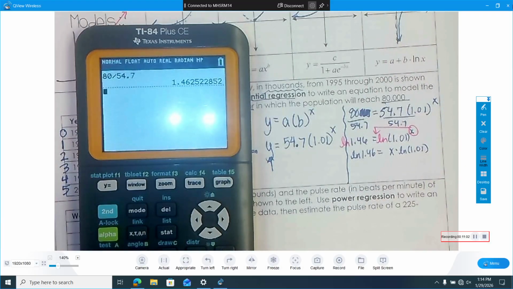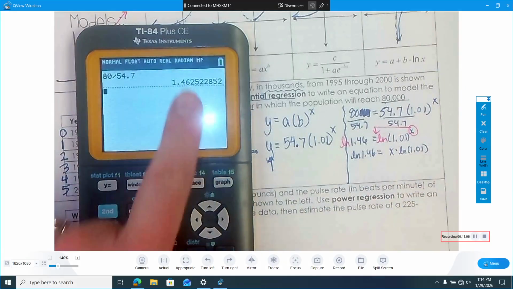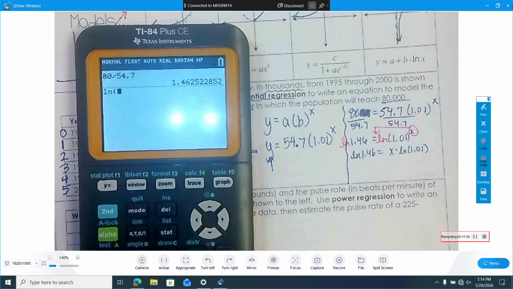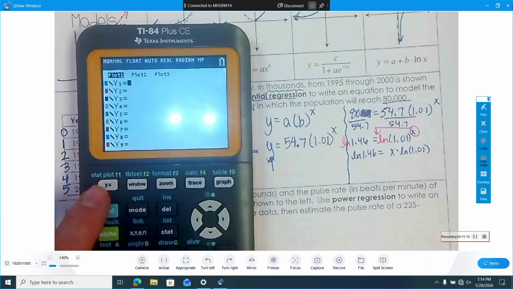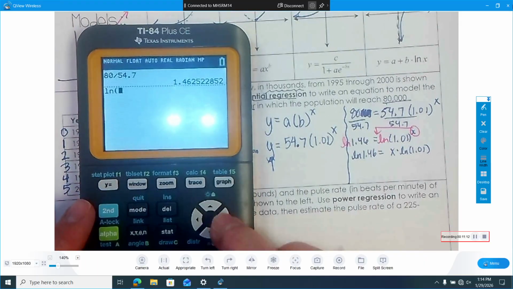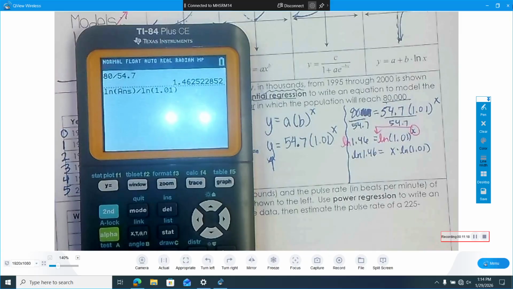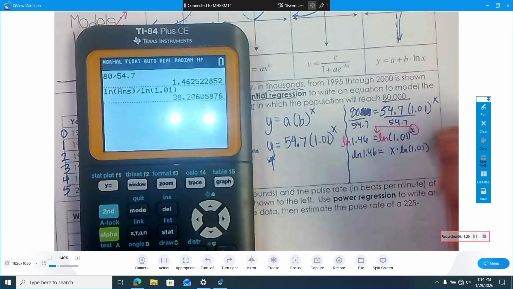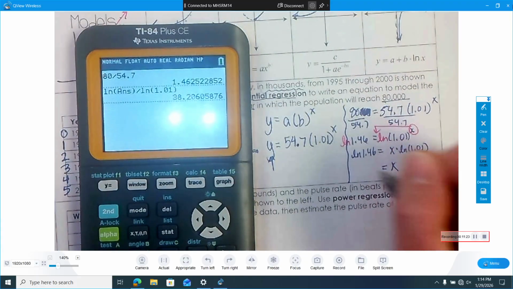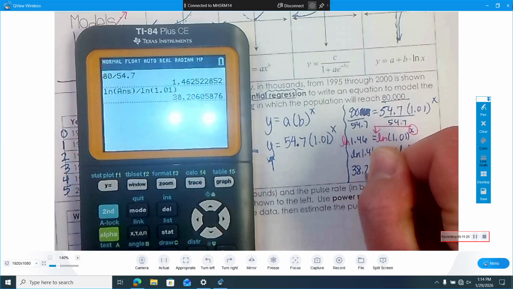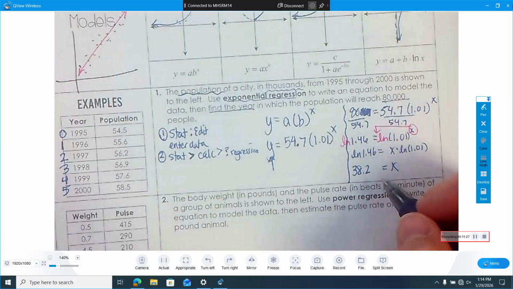And then what do we need to do? Divide by the natural log of 1.01. So I'm going to take the natural log of my answer, and then divide by the natural log of 1.01. And we get x equals 38.2. What were we trying to find?